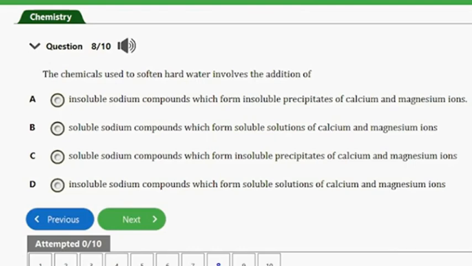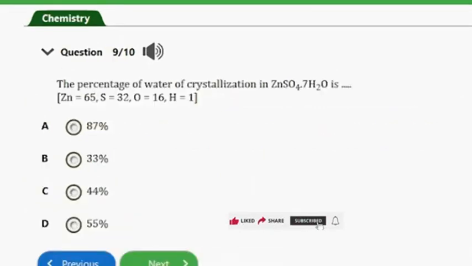So guys, the answer to this question is option C here. The chemicals used to soften hard water involve the addition of soluble sodium compounds, which form insoluble precipitates of calcium and magnesium ions. So let's consider the next question.